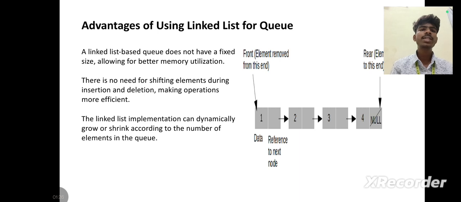Advantages of using linked list for queue. A linked list based queue does not have a fixed size, allowing for better memory utilization. There is no need for shifting elements during insertion and deletion, making operations more efficient. The linked list implementation can dynamically grow and shrink according to the number of elements in the queue.